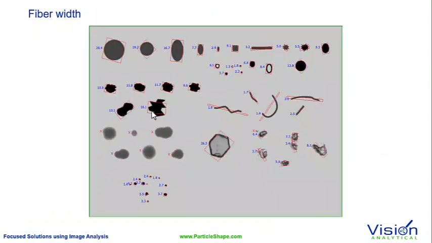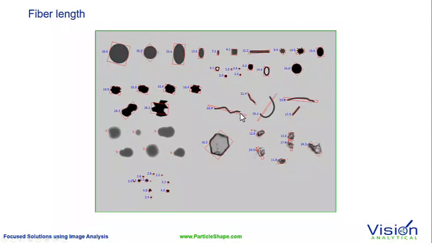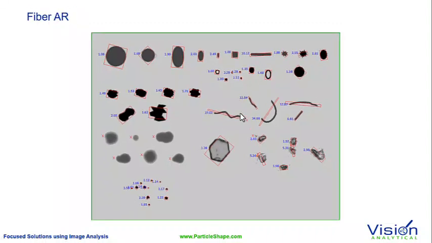One of them is, for example, fiber width. As you can see here, this model is being applied. We can actually measure the width of a fiber, even if it's curved. We can straighten it out for you and tell you what the width of it is, what the length of it is, and obviously what the aspect ratio of it is.